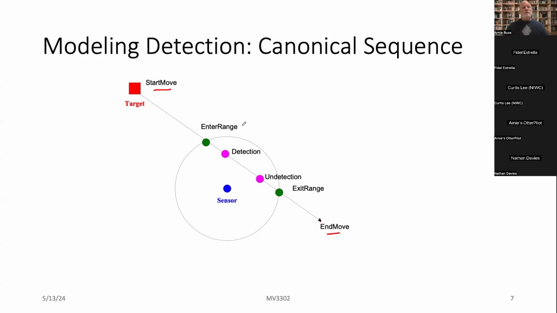Okay, so what events are we interested in? Well, when does the thing enter the range and when does it exit the range? Those are two questions. And given that it enters the range, when is it detected? And then when does it become undetected?